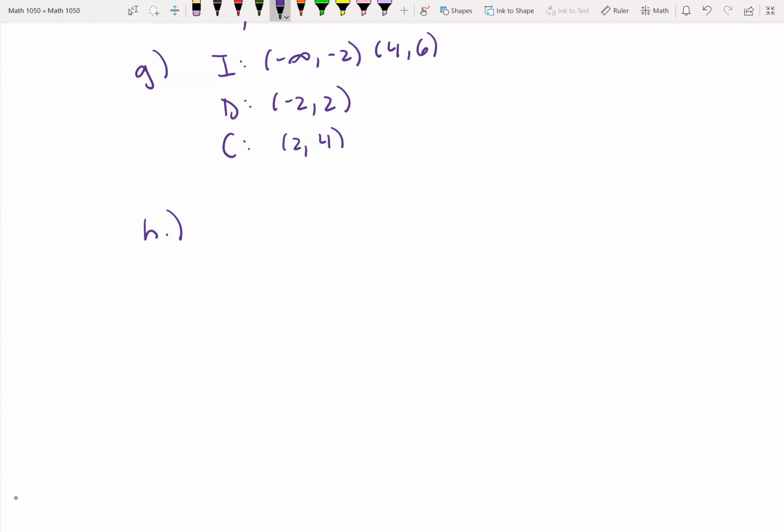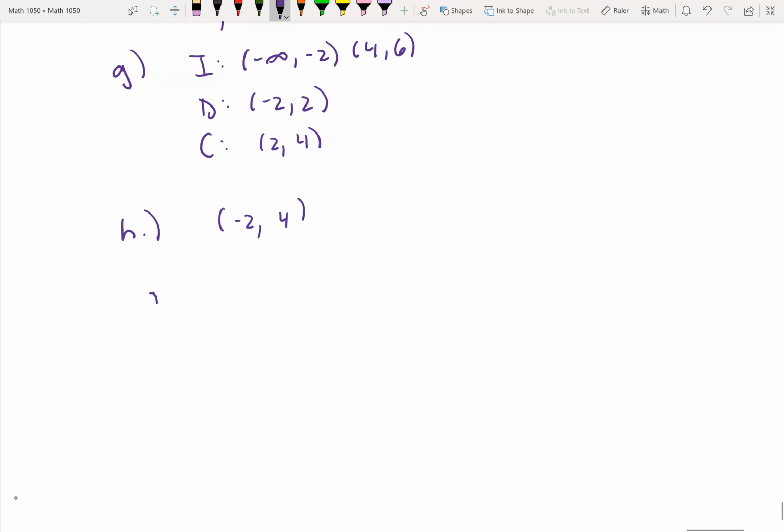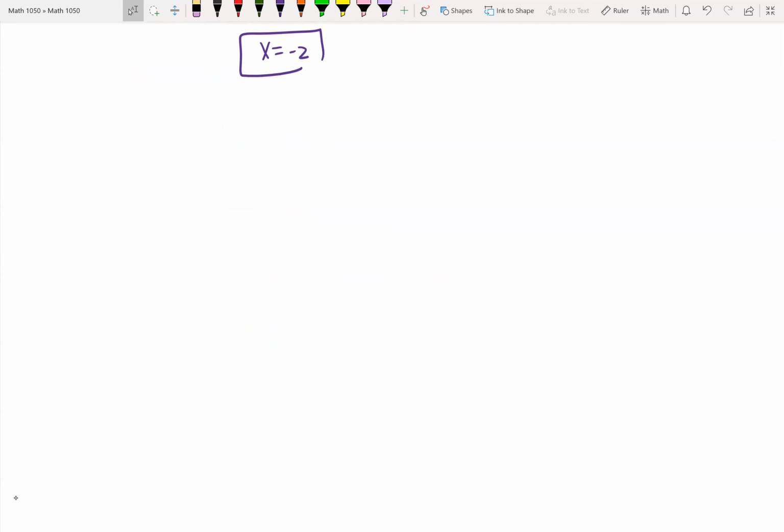Question H, it has a local maximum point. That's when you write it as an ordered pair. That is negative 2, positive 4. Question I, if f of x is 4, what's x? Well, they're saying if y is 4, what's x? So look at the graph, go up 4, go to the left on the graph. What's that ordered pair? Negative 2, 4. So if y is 4, what's x? Negative 2.